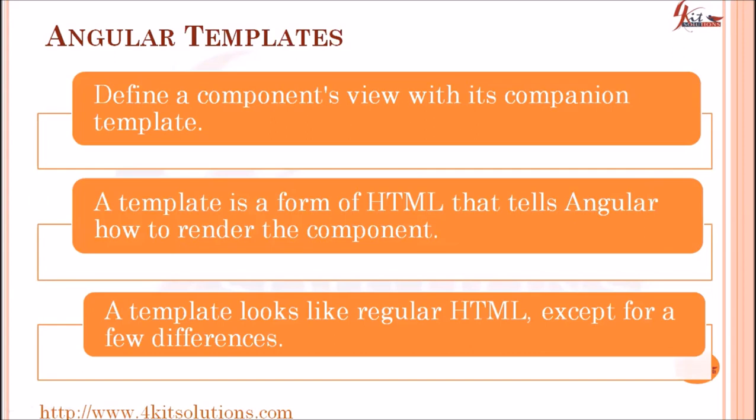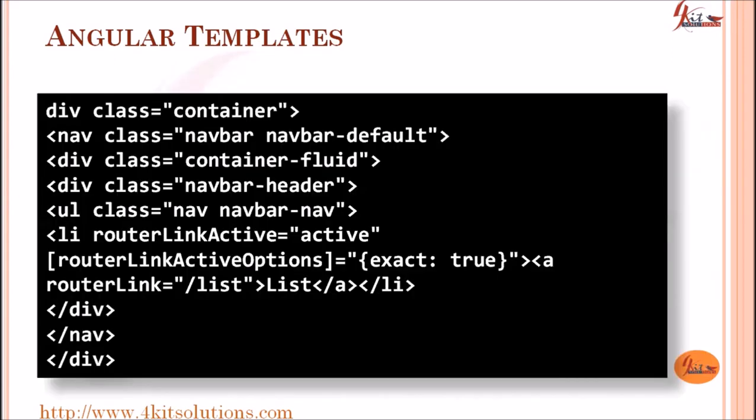A template looks like your regular HTML except for a few differences that we'll see. What are those differences? Those are the Angular differences. So basically, a template is like your HTML only, but we'll insert Angular code inside those HTML elements. So suppose this is my Angular template. We have a div class equal to container, navbar. This is my Bootstrap code and something like so.